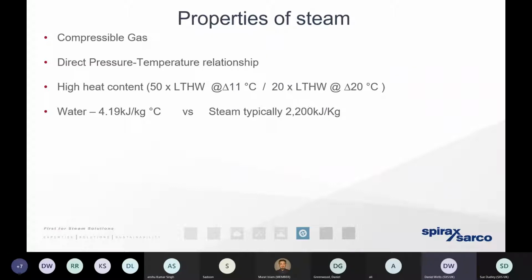So again, because we generate steam at higher pressures and higher temperatures, that explains why there's so much heat energy in steam compared to water. And we're going to come on and touch on this on the next slide.